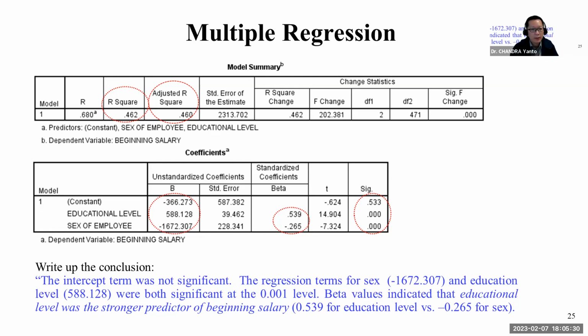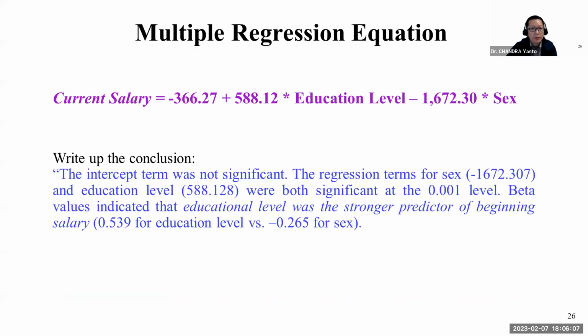And the beta values show that the educational level was a stronger predictor. Look at education is 0.539 and the sex is minus 0.2. So just look at the actual value. One has a higher value than the other. So education is a stronger predictor for beginning salary than gender. Actually, gender has a negative influence. So between education and sex, you can say that, well, education has more influence than the sex.